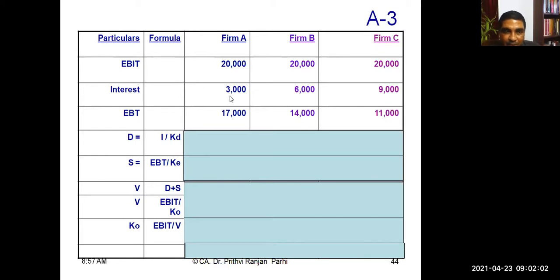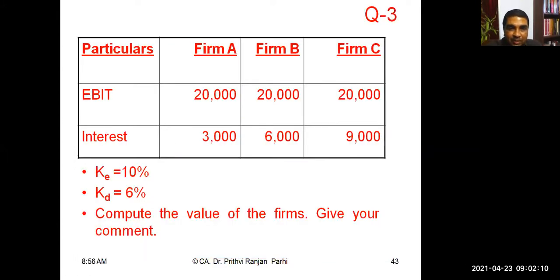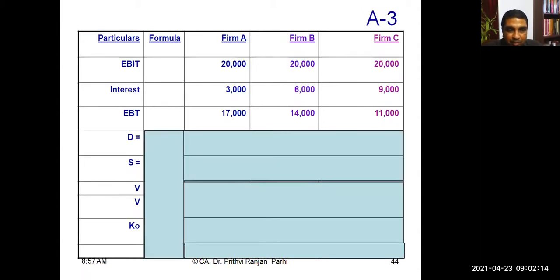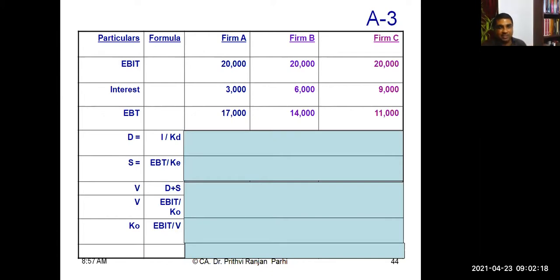Okay. And you know, this is calculated on debt value. And debt is equal to interest by KD. What is KD? KD is given to you. Cost of debt is 6%. Cost of equity is 10%. Okay. Now, can you calculate the value of debt in all the three cases? Please calculate the value of debt: interest divided by KD. KD is 6%.